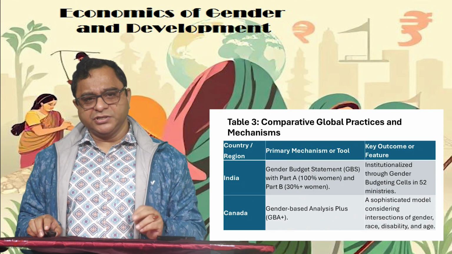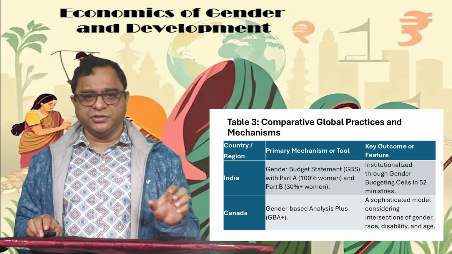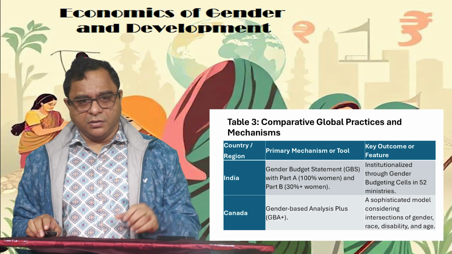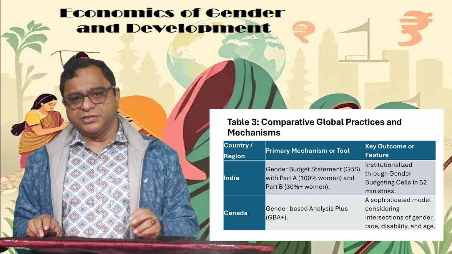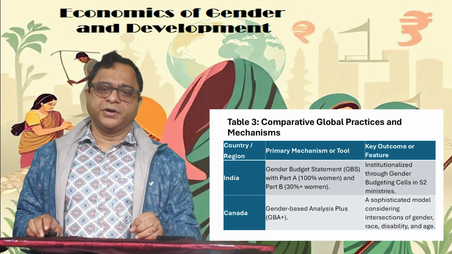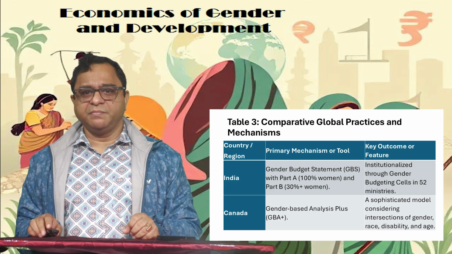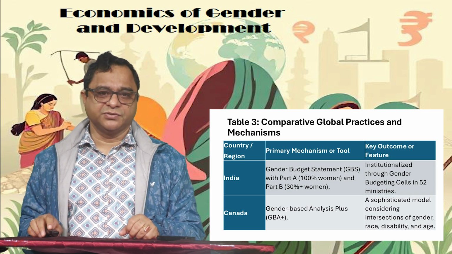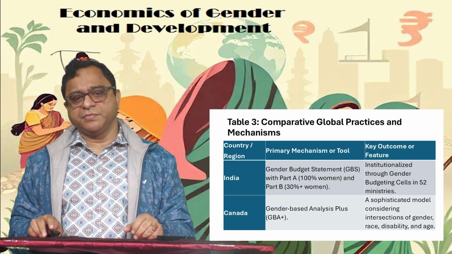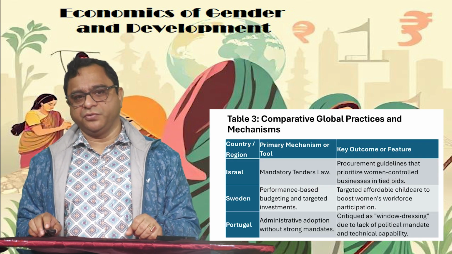Similarly, we see the case of Austria as well. And suppose in India, we see gender responsive budgeting. As you already told, there are two parts. In Part A, we see 100% dedicated to women, and in Part B, we see that 30% or more of the budgeted components are allocated to women. It's institutionalized through gender budgeting cells in 52 ministries. Similarly, we can see the examples of Canada, South Korea, Philippines, Israel, Sweden, and Portugal.